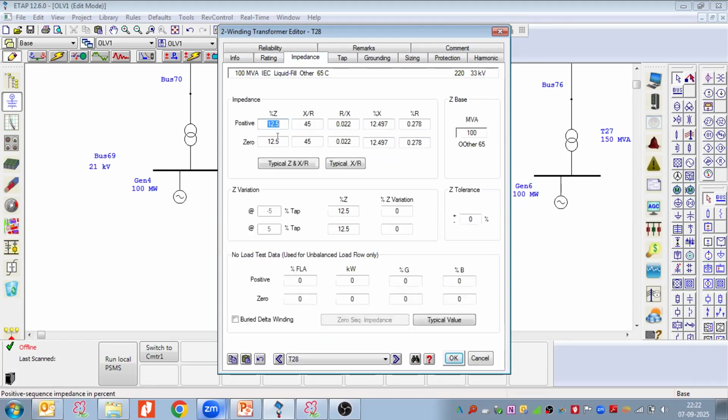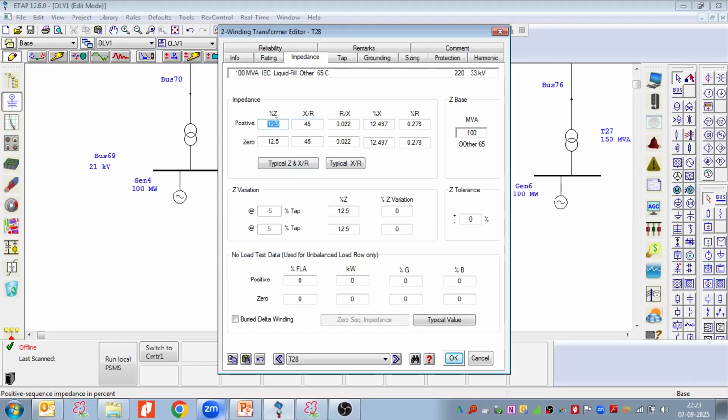Thereafter we have impedance. For impedance, since ETAP is linked with the IEC 60076, ETAP will automatically take the typical impedance based on the transformer MVA power. But whatever impedance ETAP is taking, this is not as per the updated IEC version. It is based on the old IEC version. So we need to double check whether the percentage impedance they are taking is accurate, correct or not correct. And if it is not correct, we need to provide the impedance over here.